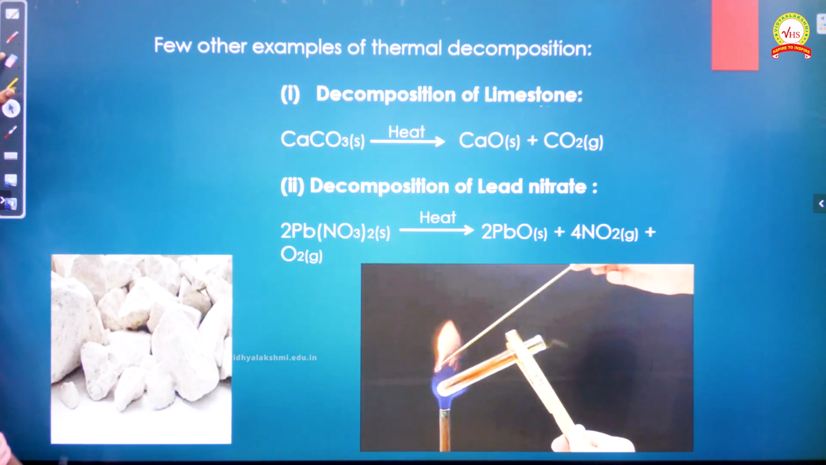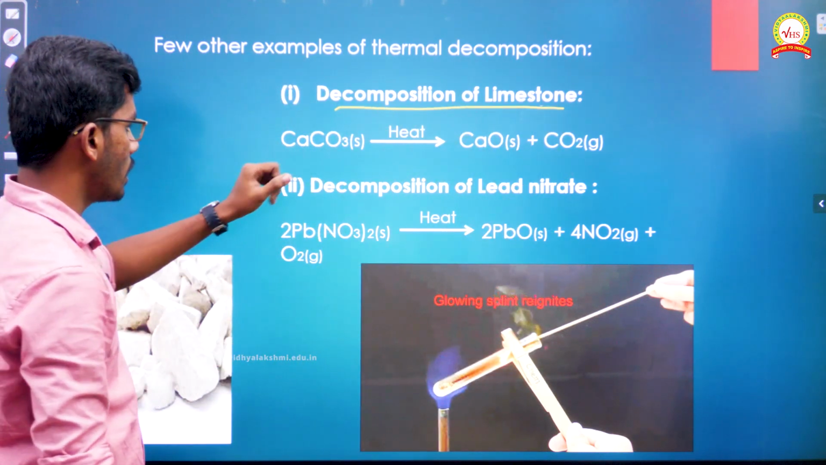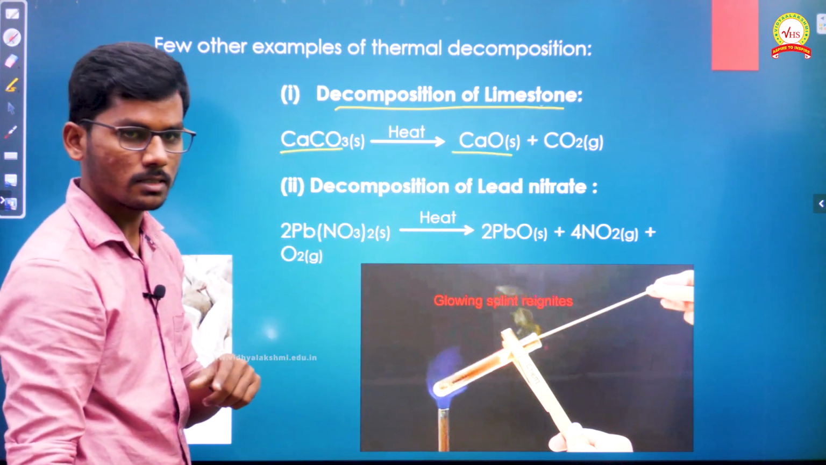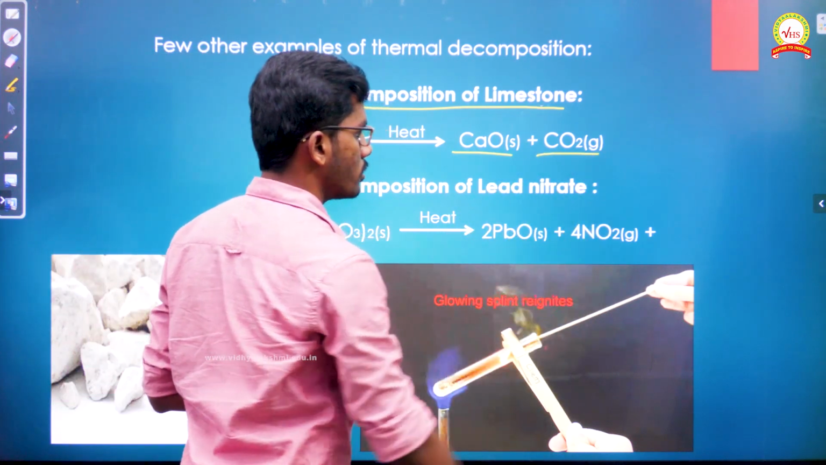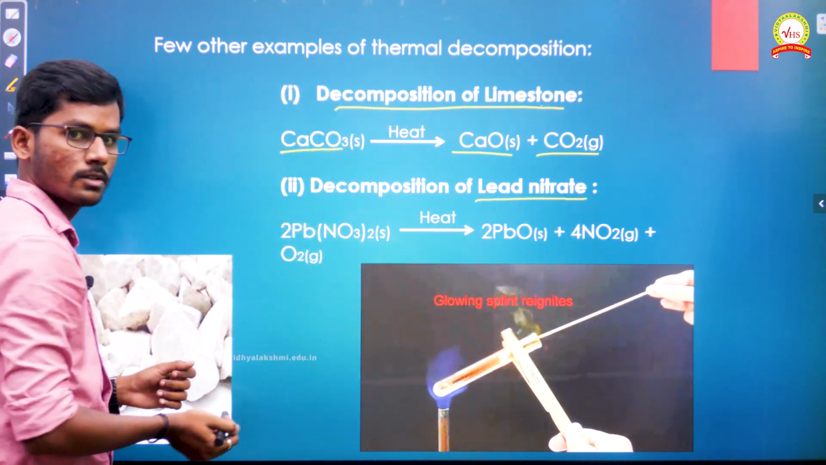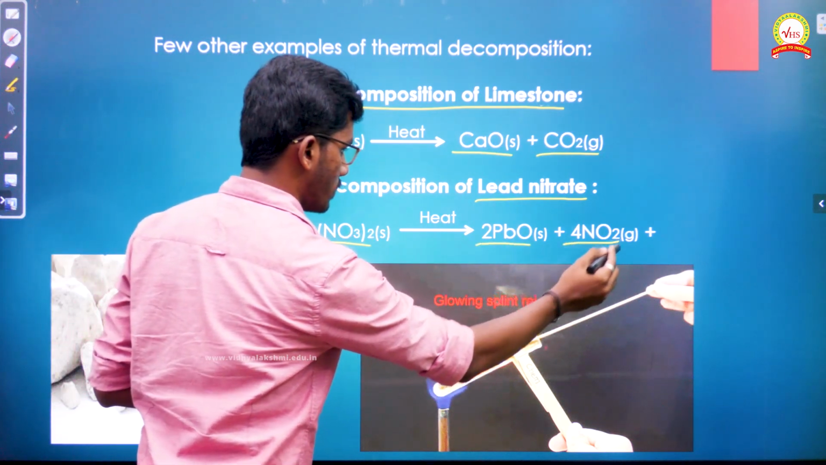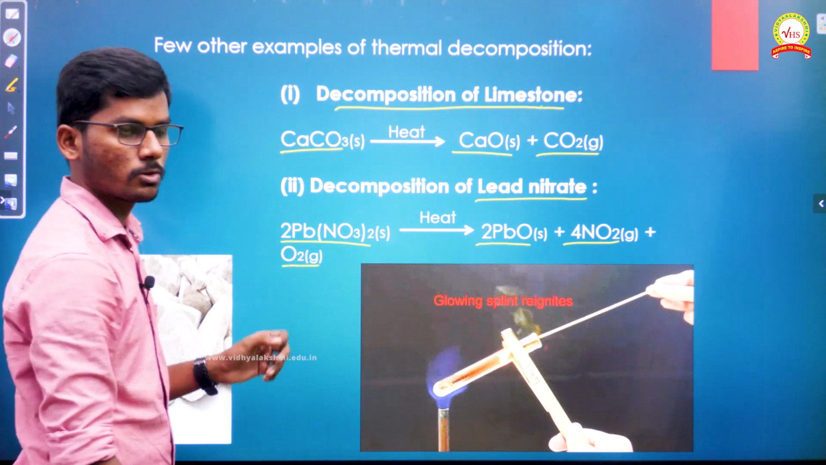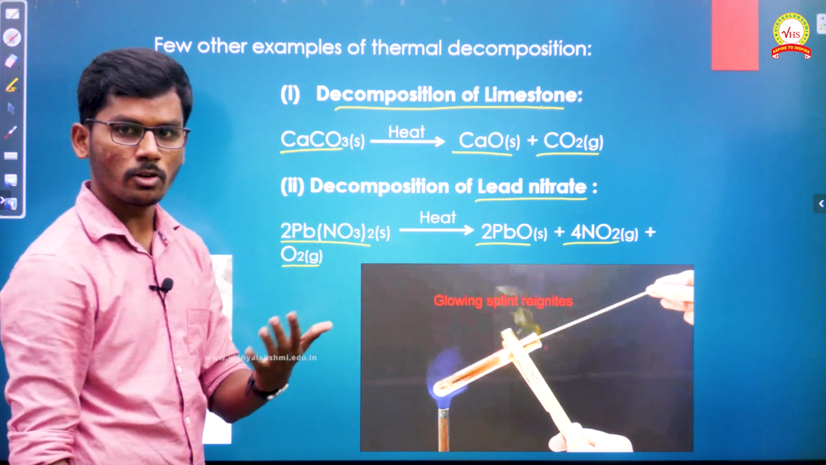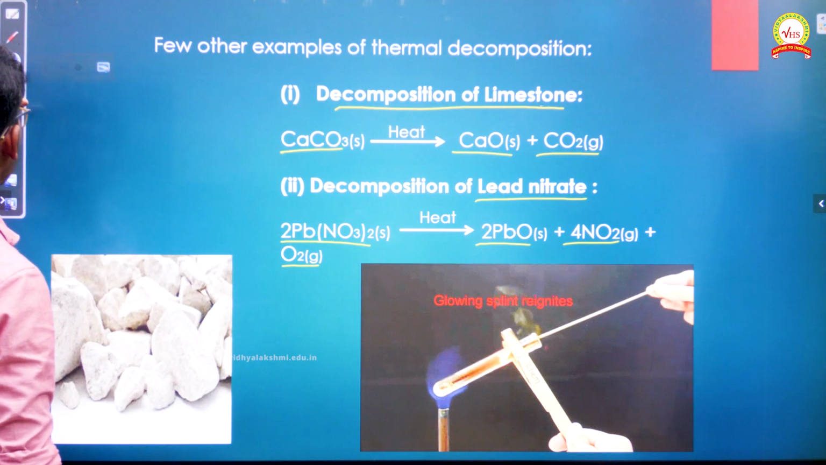Next, few more examples of thermal decomposition. Decomposition of limestone. Just now we discussed what is limestone. So when limestone is being heated, it tends to form calcium oxide. What is calcium oxide? Yes, it is quicklime. In addition to that, it also evolves carbon dioxide gas. Next, decomposition of lead nitrate. You can see this in this video also. See the lead nitrate, when it is heated, it tends to form lead oxide plus nitrogen dioxide plus oxygen gas. So you just understand that in decomposition reaction, a single reactant decomposes or breaks down to form several other new products. Okay. Next, we'll move on to the next type of decomposition reaction.